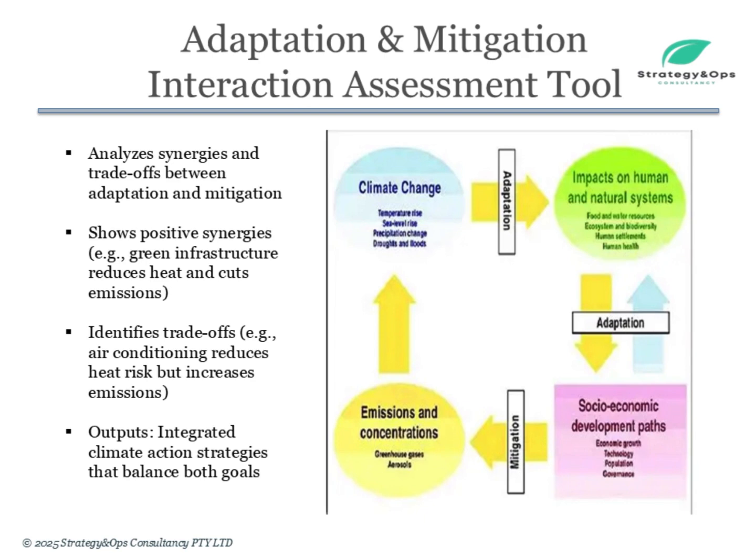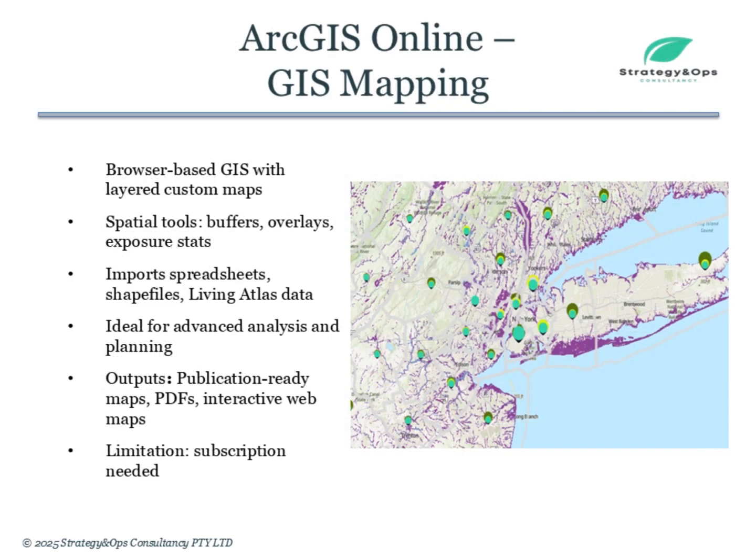This graphic shows how climate change, emissions, socioeconomic pathways, and adaptation measures interact. It highlights where actions reinforce or conflict with each other.